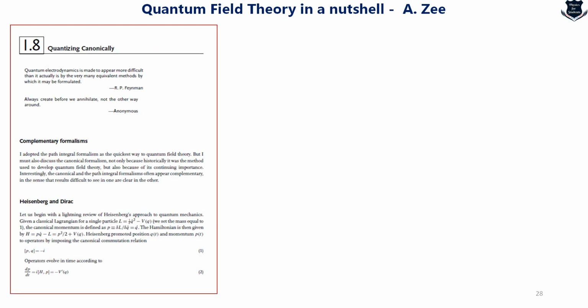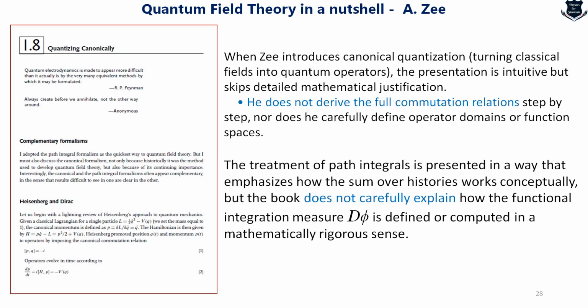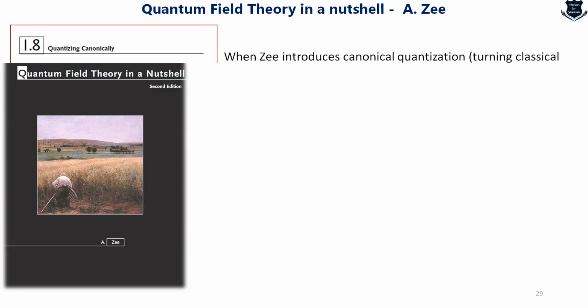Here you can see I have taken up this chapter 1.8, and I would like to tell you that Professor Z introduces canonical quantization here, but what he does not do is that he doesn't derive the full commutation relation step by step. So that is a problem. Also, the treatment of path integrals is presented in a way that emphasizes how the sum over histories works conceptually, but Anthony Z never tells how the explanation can be done, how the functional integration measure, all those things. So this is not to criticize, but be aware that this type of mathematical maturity and advanced level of mathematics is required by the reader who is going through Anthony Z's book.